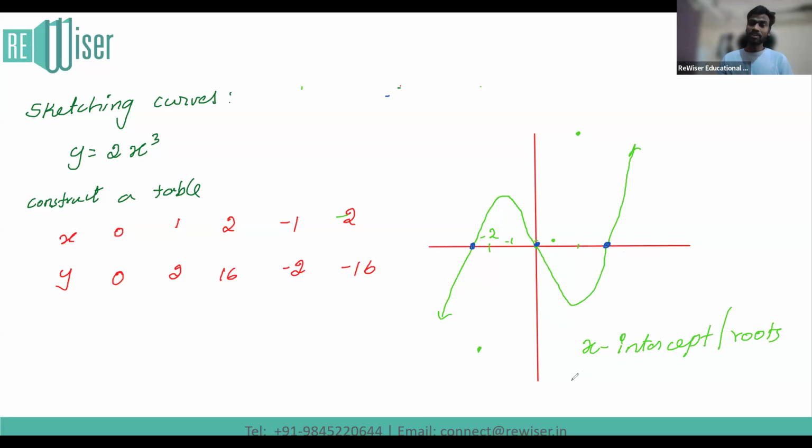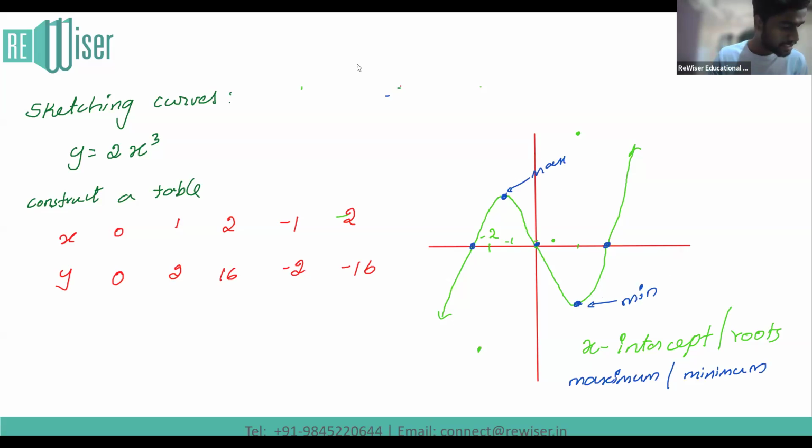And here we can also find the maximum or minimum point. This point will act as the maximum point, and this point will act as the minimum point. Max or min. And this is what will happen.